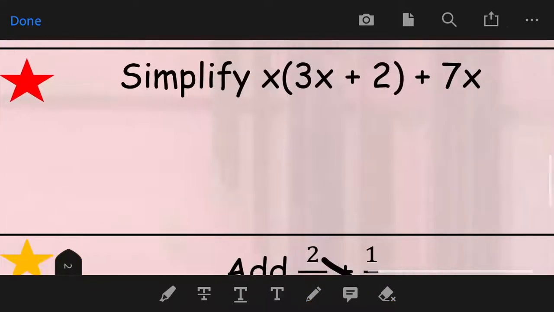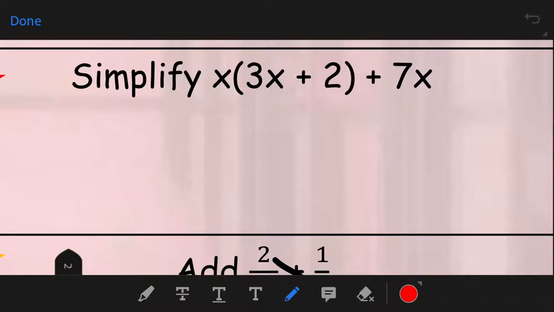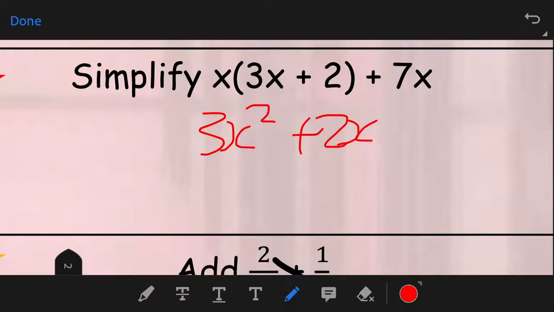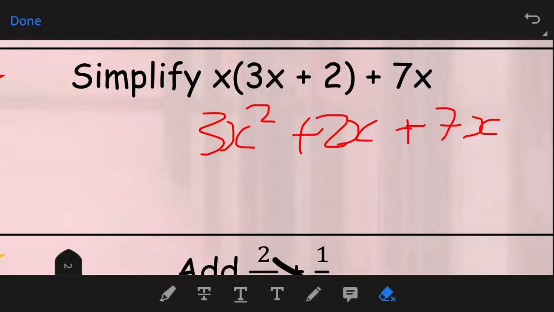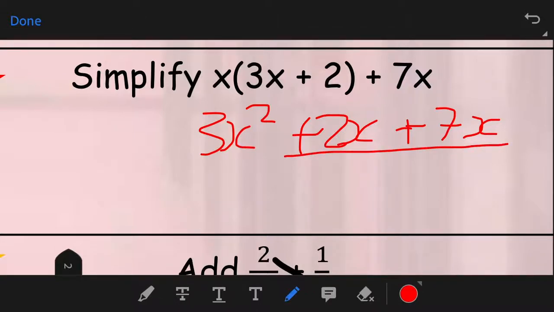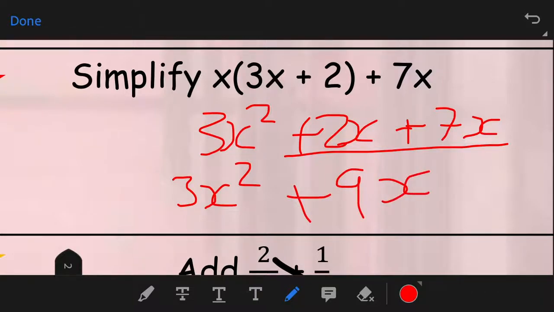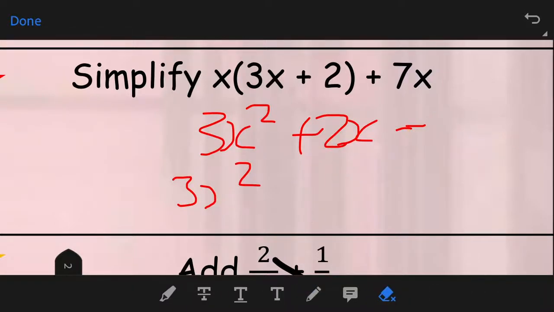Now, marking these as you go along. If you didn't get them, pause the video to write it down. x times 3x is 3x squared. x times 2 is 2x, plus 7x moves on to the end. Okay, the bits that are the same, you can see the 2x and 7x are the same thing. 3x squared has got to stay on its own. 2x and 7x makes 9x. So my answer is 3x squared plus 9x.